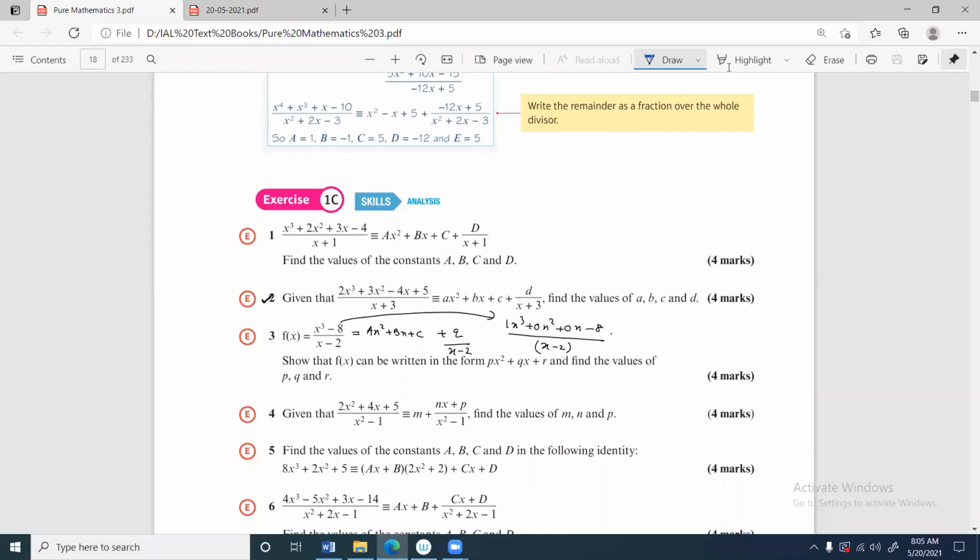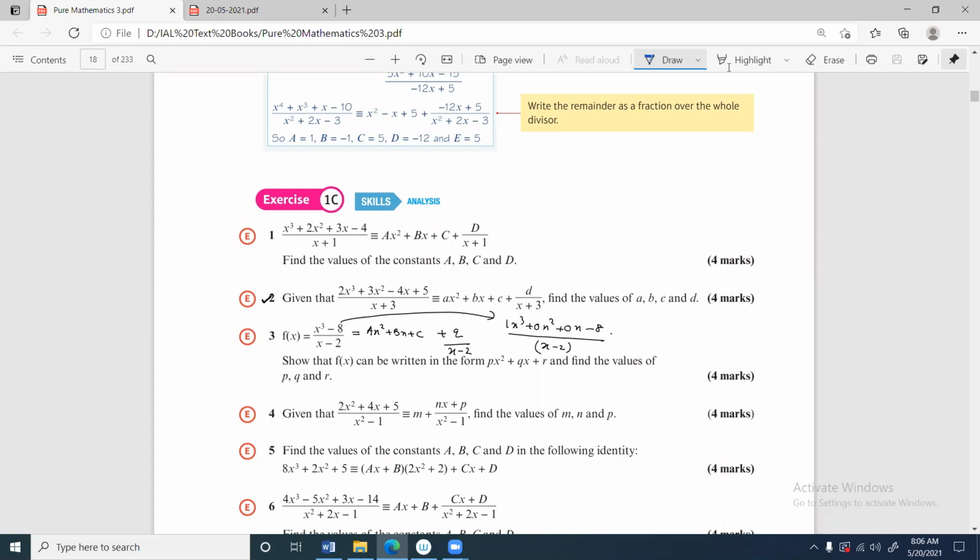Now, this is what you need to understand with this kind of situation. We have to see how we are supposed to solve this kind of question. I'm going to do exercise 1C, the first question. Let's try to understand how it comes.